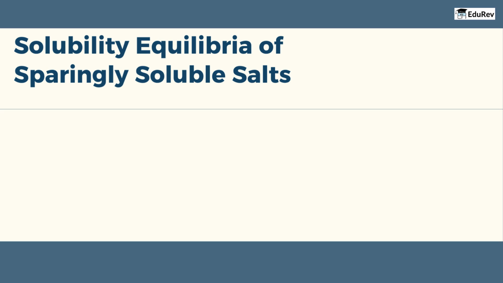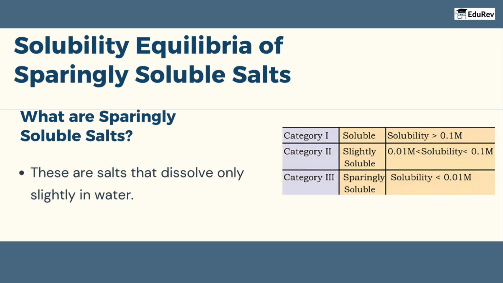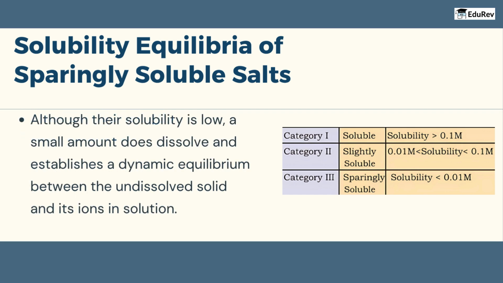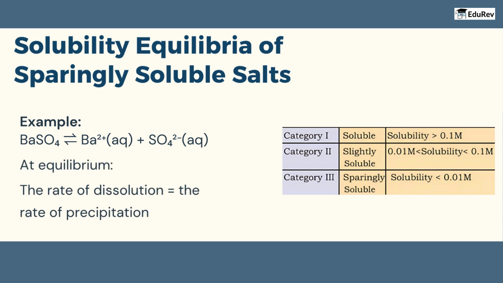But firstly, what are sparingly soluble salts? As the name suggests, some salts dissolve only slightly in water and are called sparingly soluble salts. Although their solubility is low, a small amount does dissolve and establishes a dynamic equilibrium between the undissolved solid and its ions in solution. Example, barium sulfate solid in equilibrium with barium 2+ and sulfate 2-. At equilibrium, the rate of dissolution is equal to the rate of precipitation.